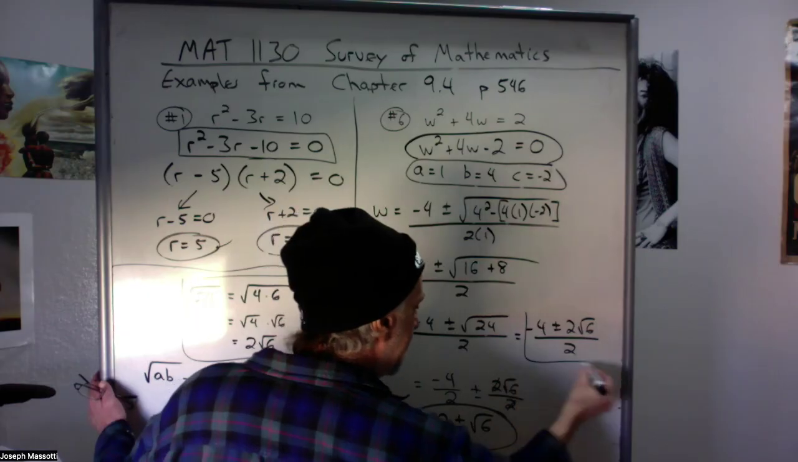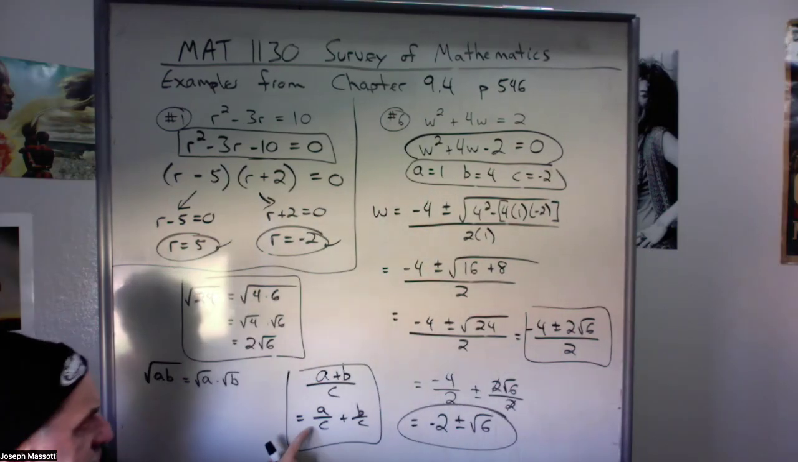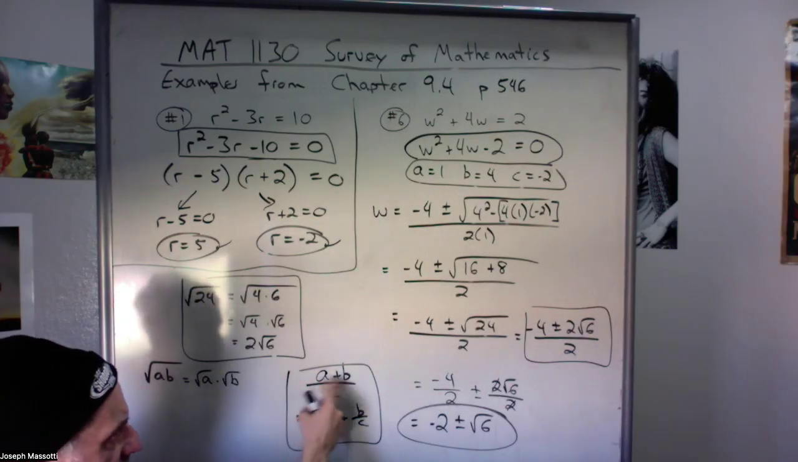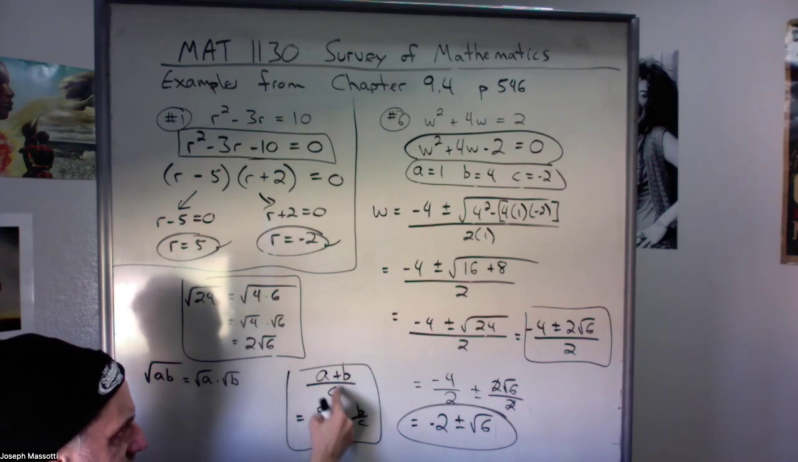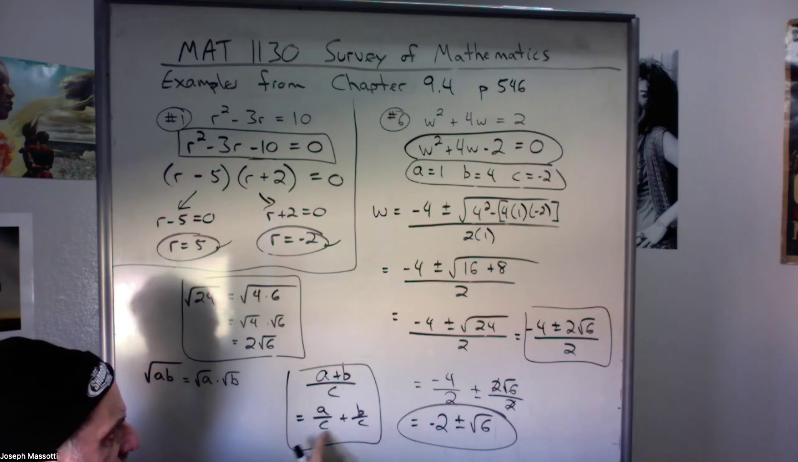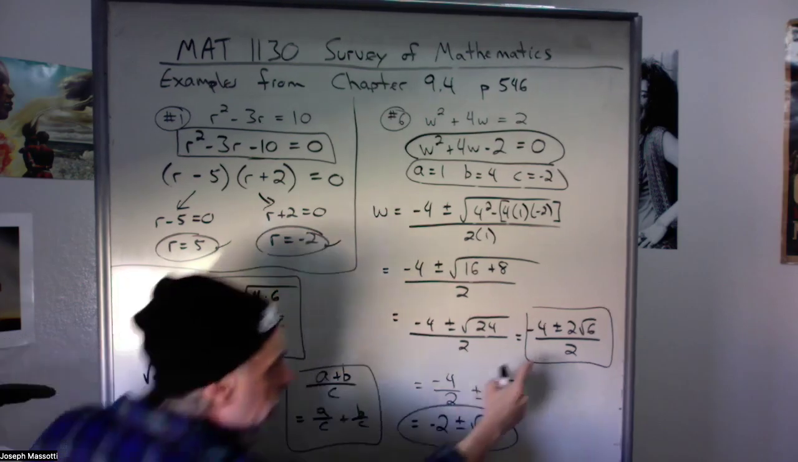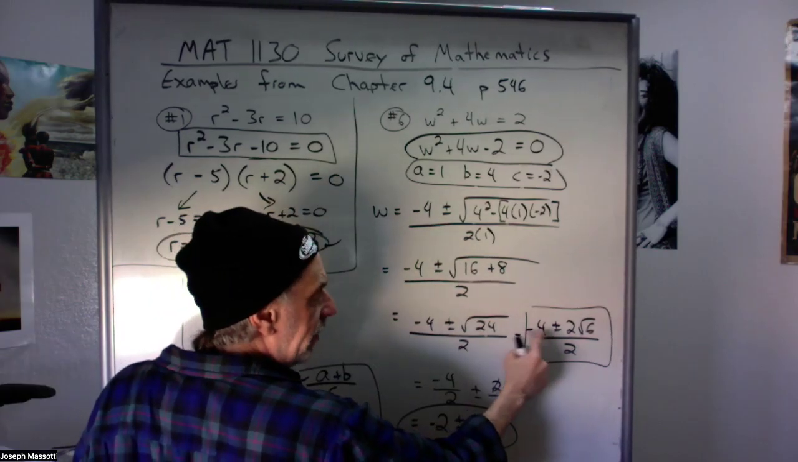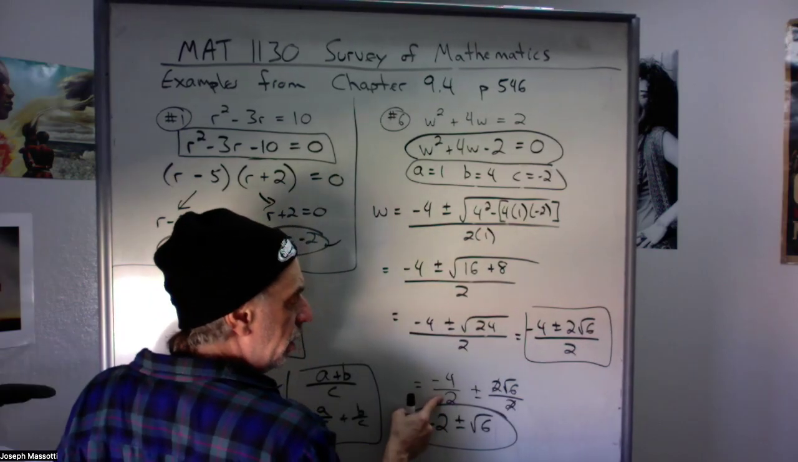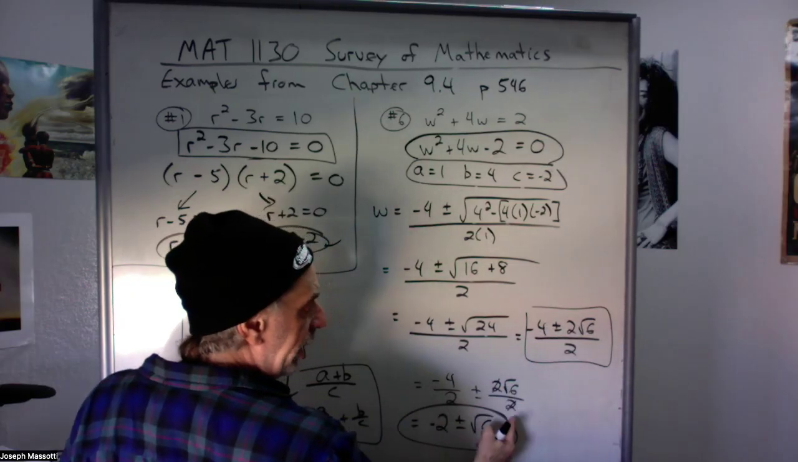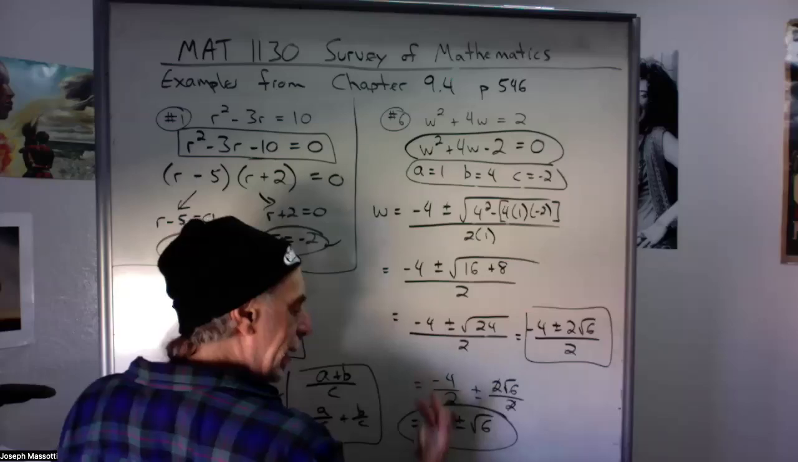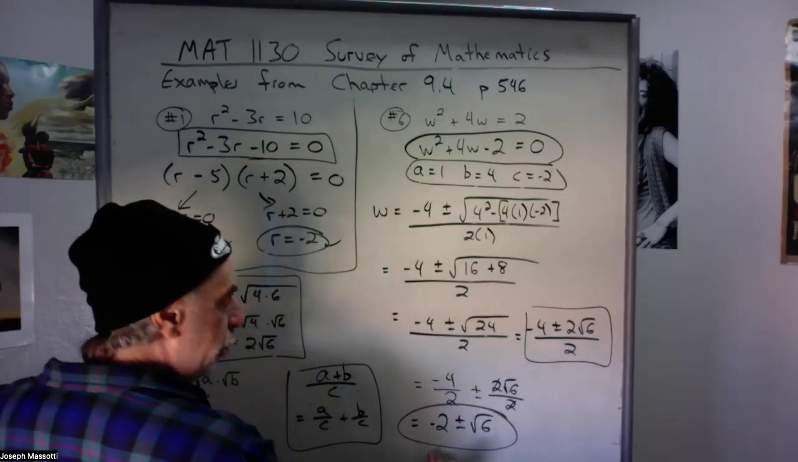And now I'm taking this fraction and using this idea, right? Whenever I have a sum or a difference of more than one thing over the same denominator, we can break it up into separate fractions. And that's what I'm doing here. Taking the -4 and putting it over 2, and I'm taking the plus and minus 2 root 6 and putting it over 2. And one more step to my conclusion.